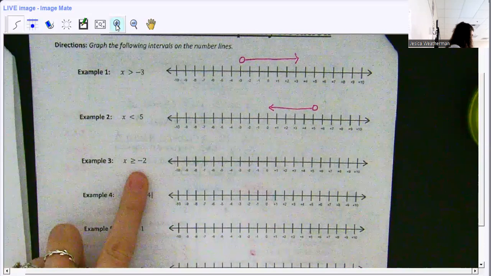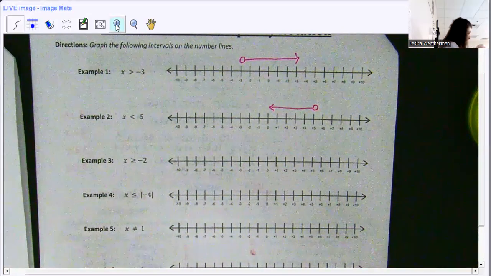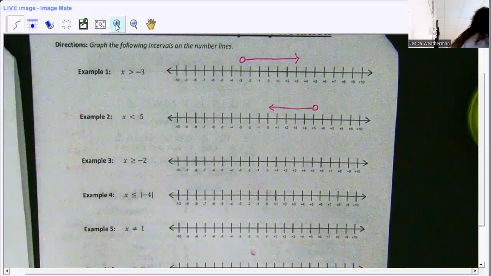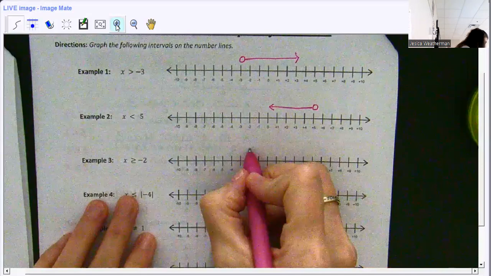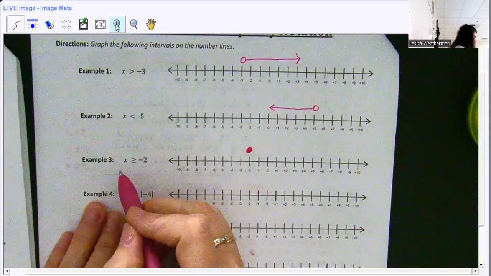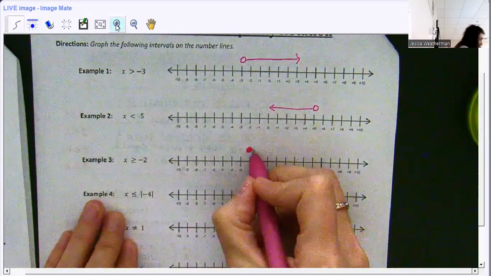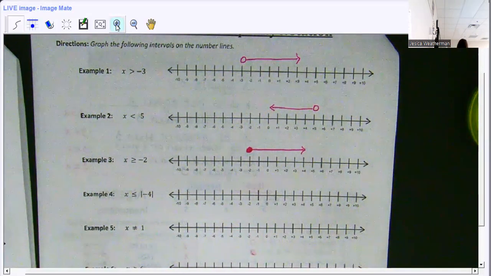All right, example 3, go ahead and try example 3. Okay, for example 3, you should have a closed circle above -2 because it has that equal sign below it. And then since X is greater than -2, I'm going to the left. Now, what these arrows are saying is that X can be any number that is -2 or bigger. It could be -2.2. It could be 17.5. It could be 1,000. It can be any number beyond that -2.